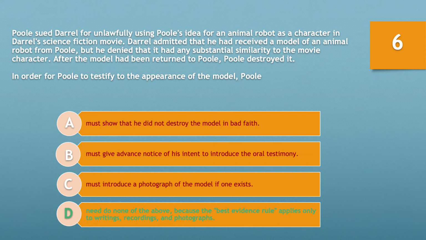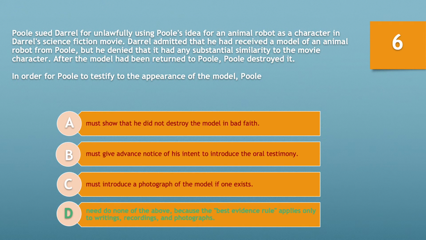Correct answer is D. Need do none of the above because the best evidence rule applies only to writings, recordings, and photographs. The best evidence rule deals with the admissibility of writings. Writings are broadly defined as any tangible collection of data or information, such as videos, photos, x-rays, and computer disks, where a witness is testifying as to the contents of a writing, and those contents are in fact at issue. The best evidence rule requires that the writing be admitted into evidence unless it has been lost or destroyed, not due to any intentional misconduct of the party seeking to introduce the evidence.